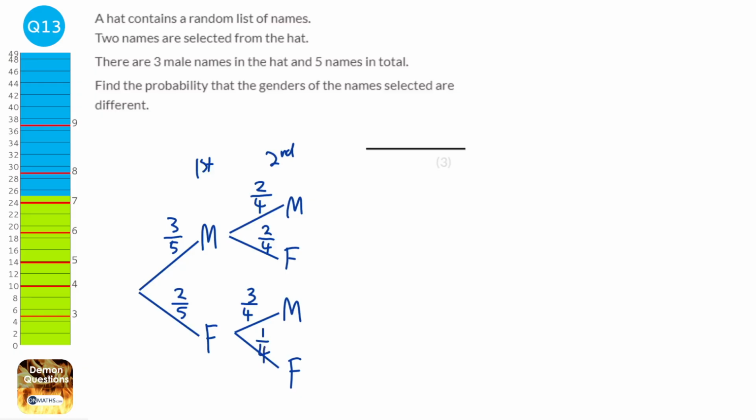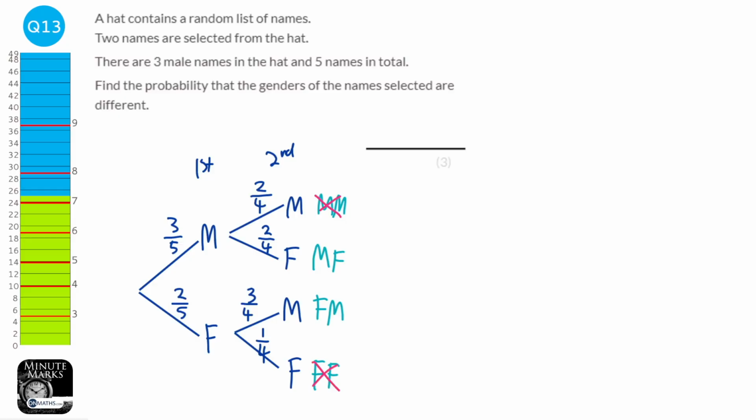Okay, we're looking for the probability that the genders of the names are different. So looking at the outcome here would be male-male, that's not what we're interested in. Here would be male-female, we are interested in. Female-male, we are interested in. And female-female, we're not interested in. So we're not interested in these ones.